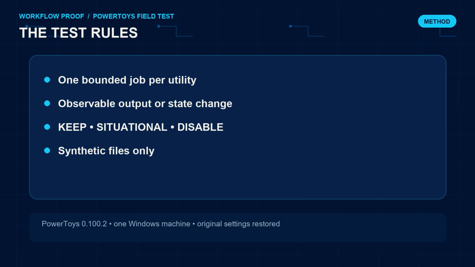The verdicts are keep, situational, or disable. Keep means recurring value with little noise. Situational means it works, but I would activate it only for a specific job. Disable means it failed this test or did not justify staying available.